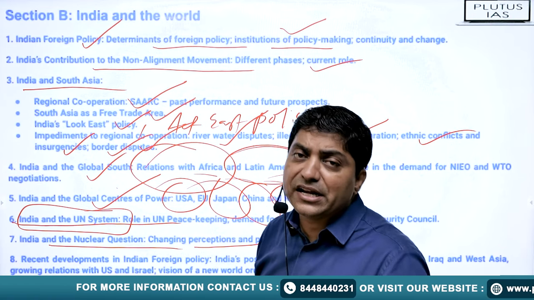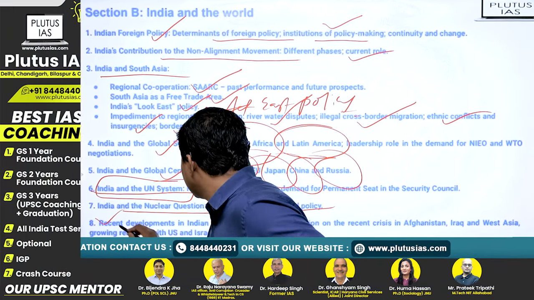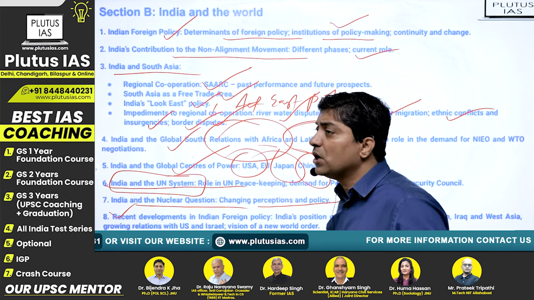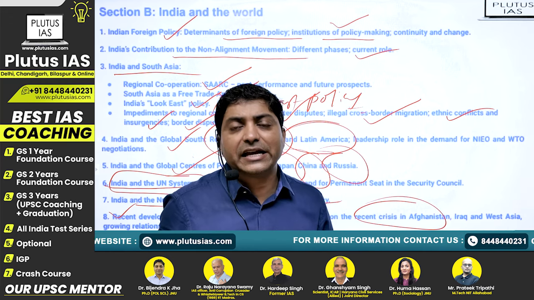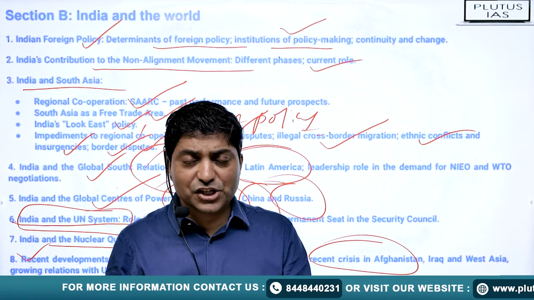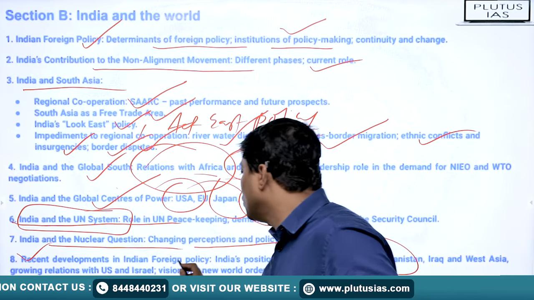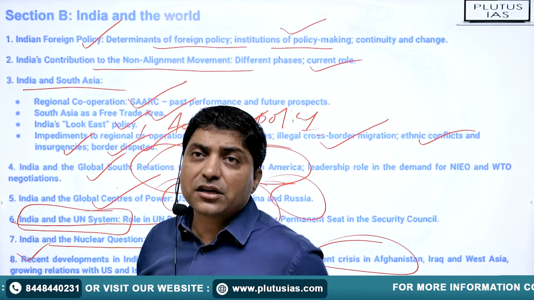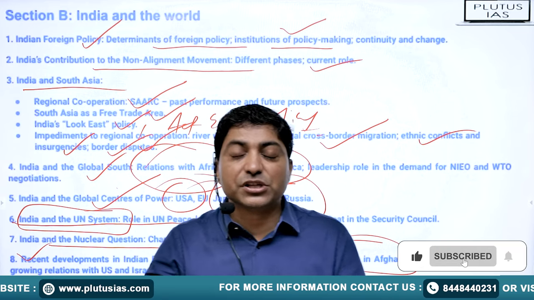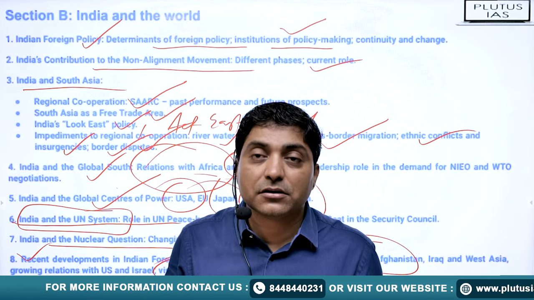and whether India needs to revise its nuclear doctrine or not. And the last topic is recent developments in foreign policy, like what is happening in Afghanistan, what is happening in West Asia, like the Palestine and Israel issues, Israel-Hamas issues, and then the new world order. These are the topics that we need to discuss in your PSIR paper. And let me tell you, this paper will help you a lot as we have discussed the syllabus. Thank you so much.